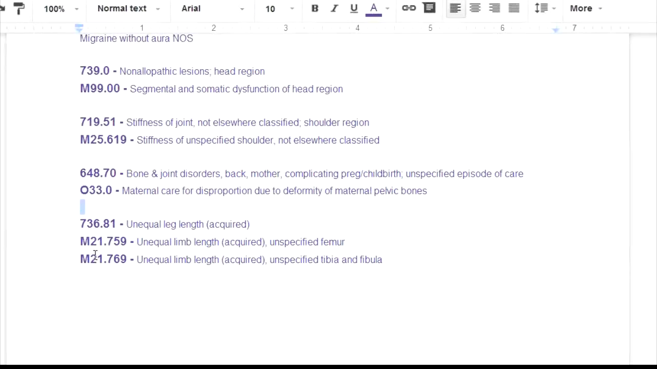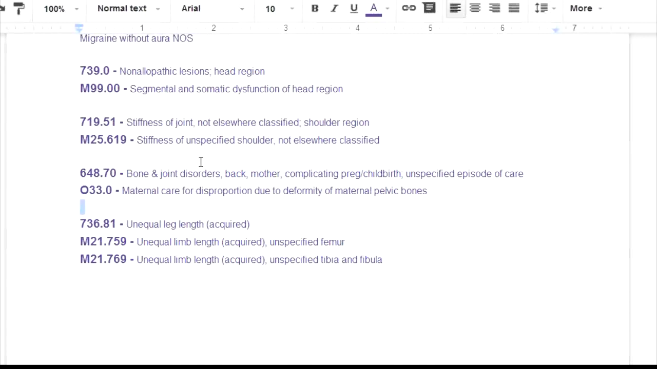but ICD-10 is much more specific, not just right and left. Here what they've done, M21.759, unequal limb length acquired unspecified femur. And then you have it here for the tibia and fibia. So they're saying that it's because of the femur, and this one's the tibia fibia. They can be so specific. It's fantastic. And this all has to do with that laterality, one of the words I mentioned in a previous webinar, laterality, meaning left and right. There's now codes for it.